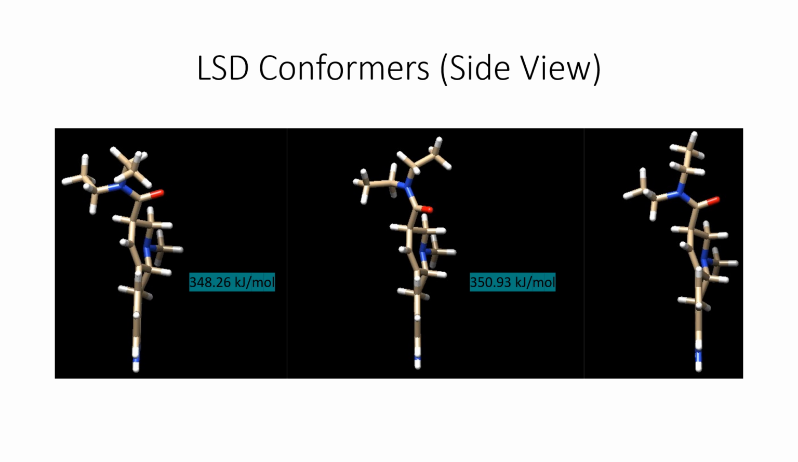The second conformer has an energy value of 350.93 kilojoules per mole, about 2 kilojoules per mole higher than that of the first calculated energy value. And the third conformer has an energy value of 351.42 kilojoules per mole. Because the lowest energy value is 348.26 kilojoules per mole, we would expect that this is the conformer that binds to the serotonin receptors.